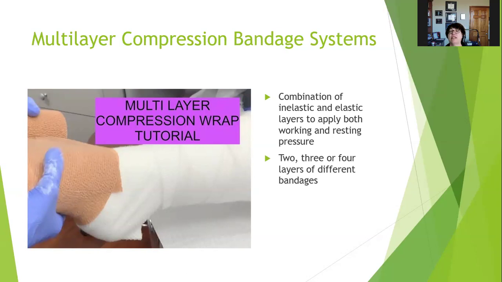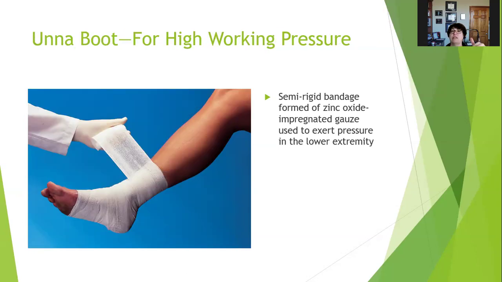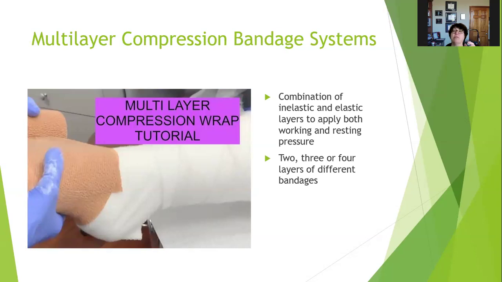So combining inelastic, so the Unna boot is inelastic, with the compression bandages, which are elastic, whether they're short stretch or long stretch. When you combine inelastic and elastic, you have both working and resting pressure, and so it's more comprehensive. With limb shaping, a lot of times that's what you want. So the multi-layer compression wrap is 2, 3, or 4 layers of different bandages. And we'll do some demos in the lab.